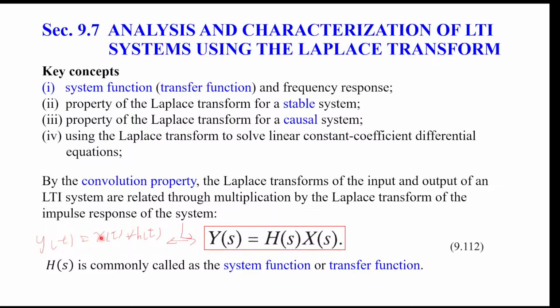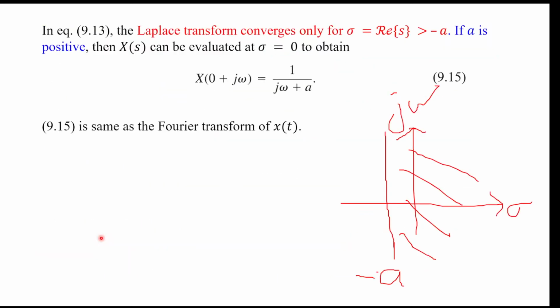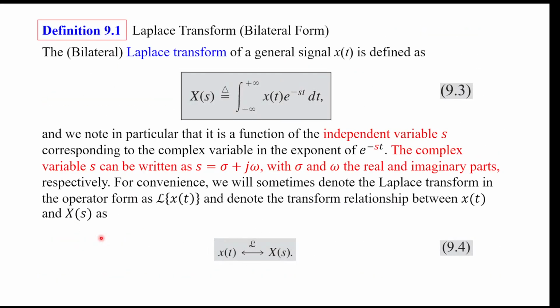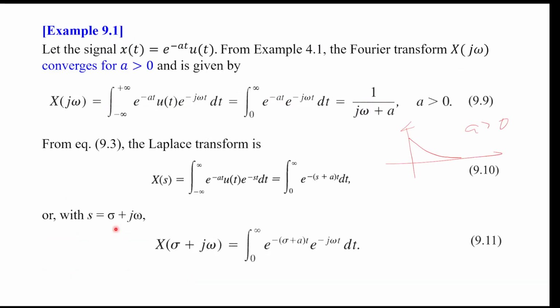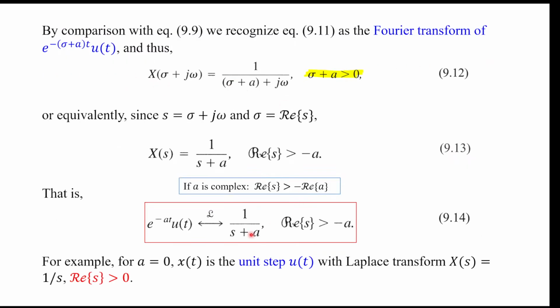Okay, and I guess maybe we should go back to our starting example, right? So the starting example was example 9.1. We say that we have this e to the minus at u of t. Okay, and so the Fourier transform only converges when a is greater than 0. But when we derive this Laplace transform, we say you can have whatever a here. This e to the minus at u of t, you can have a negative, and you still have your Laplace transform.